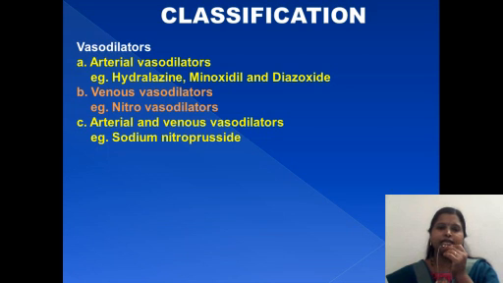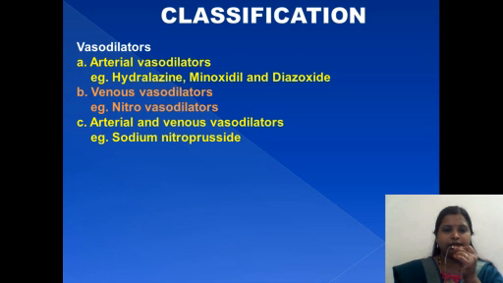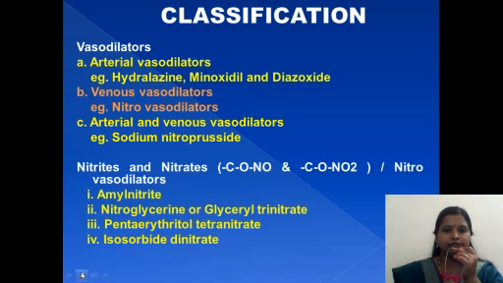The vasodilators are basically divided into three different types, because vasodilators are those drugs which are used to dilate the vessels. The blood vessels could be arteries or veins. Hence they are classified as arterial vasodilators, venous vasodilators, and arterial and venous vasodilators, which are also called mixed vasodilators.